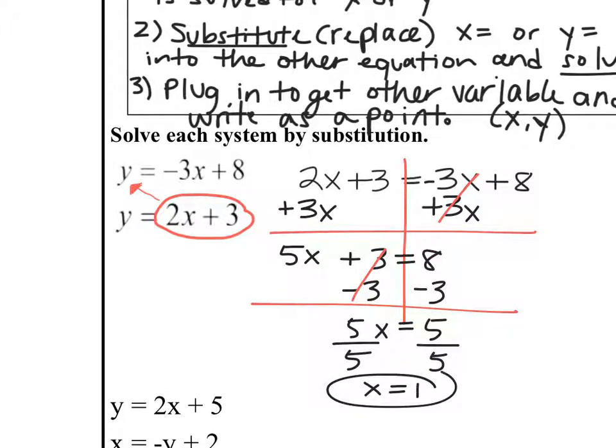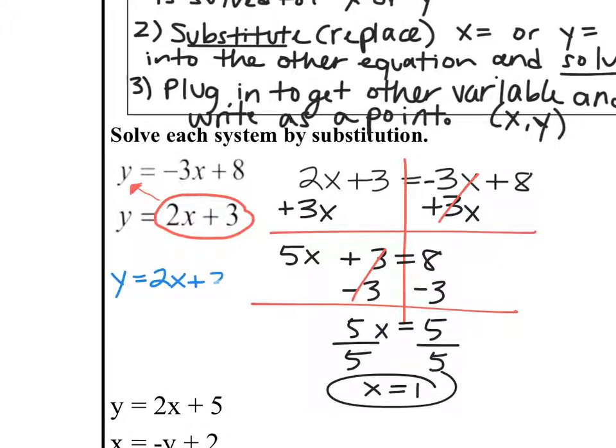Here's the thing with these with a system, right? We've got x and y. So you found what x is equal to, which is the first part of the point, but you have to find the second part of the point. So we need the y value. It doesn't matter what you choose. You can choose either of these equations. I'm going to choose the one that's positive. So y equals 2x plus 3.